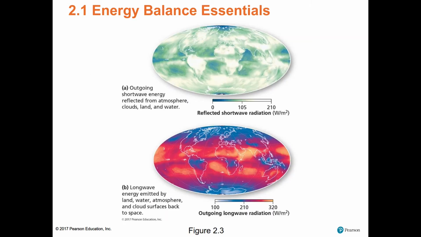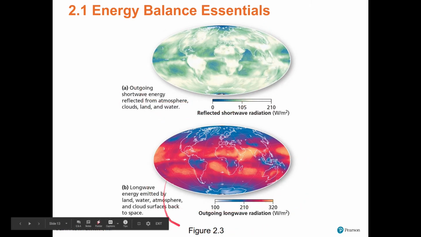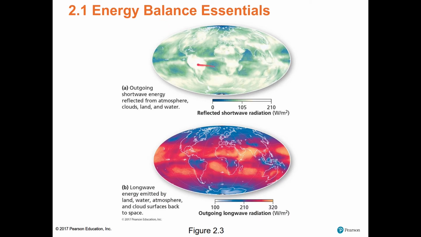So these two graphics are showing outgoing light. So this is light bouncing off of Earth. That's called albedo. We'll talk about that in a minute. Albedo, how reflective something is. And this is heat going out. So I think it's interesting that there's a couple regions that have very high outgoing light.